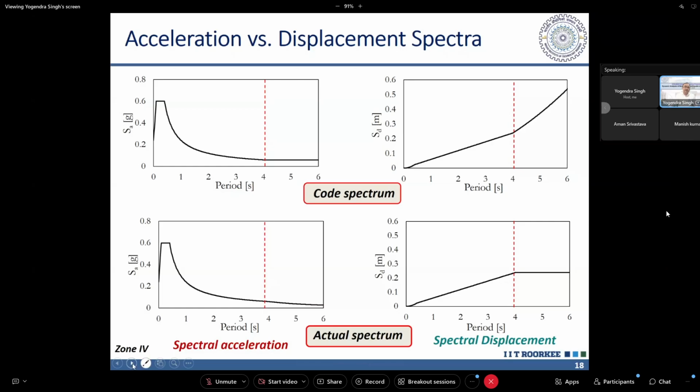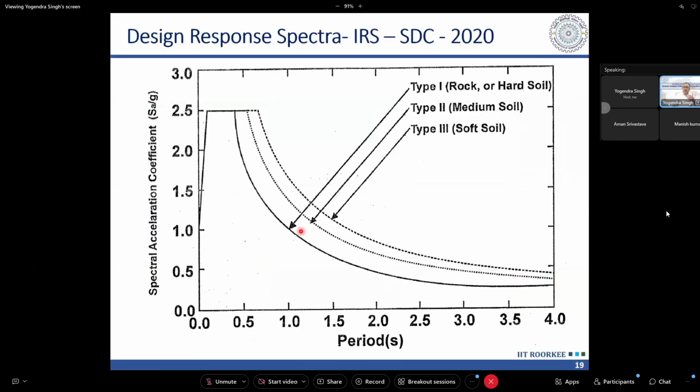That error is not there in IRS, because IRS considers the old response spectrum up to 4 seconds, and beyond 4 seconds it has been assumed to be constant.